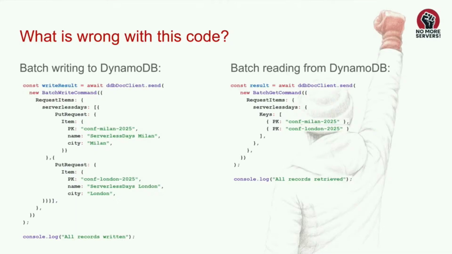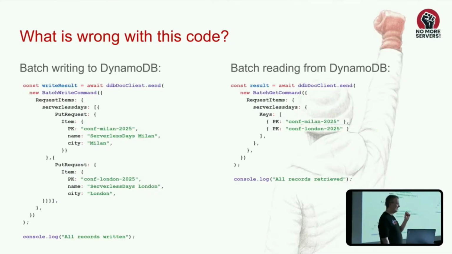Another DynamoDB example, and this is my favorite. So you're batch inserting, or in a totally different process, batch reading some records. What's wrong with that? Well, you might expect that if you don't get an exception, all the records are correctly written, or all records are correctly read. But that's not the case.